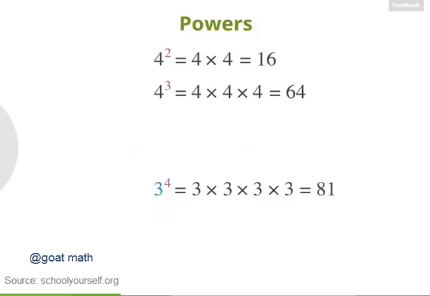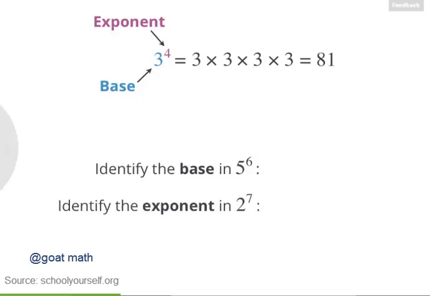Now let's quickly introduce the names for the terms in this expression. This whole expression, 3 to the 4th, is known as a power. This number up here, which says how many times you're multiplying, is called an exponent. And the number down here that's being multiplied by itself is called the base. So go ahead and quickly identify the base in this power and the exponent in this power. Exactly. The base in this power is 5, and the exponent in this power is 7.